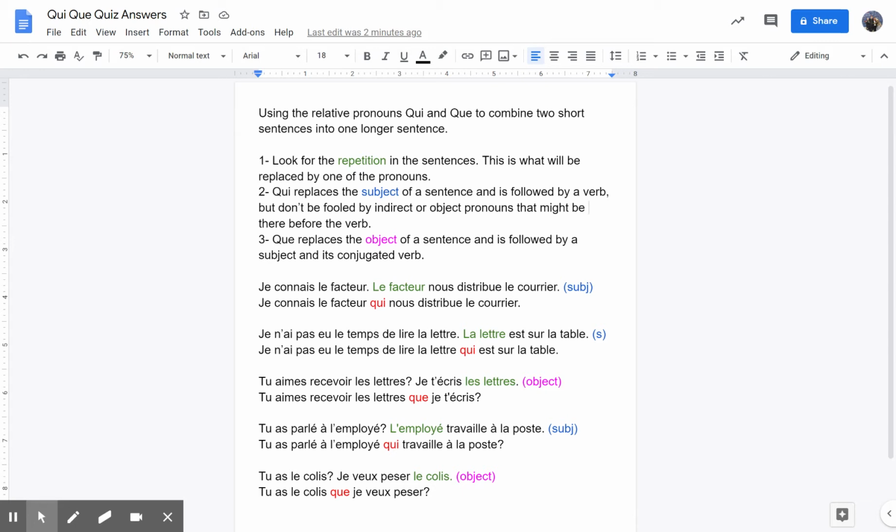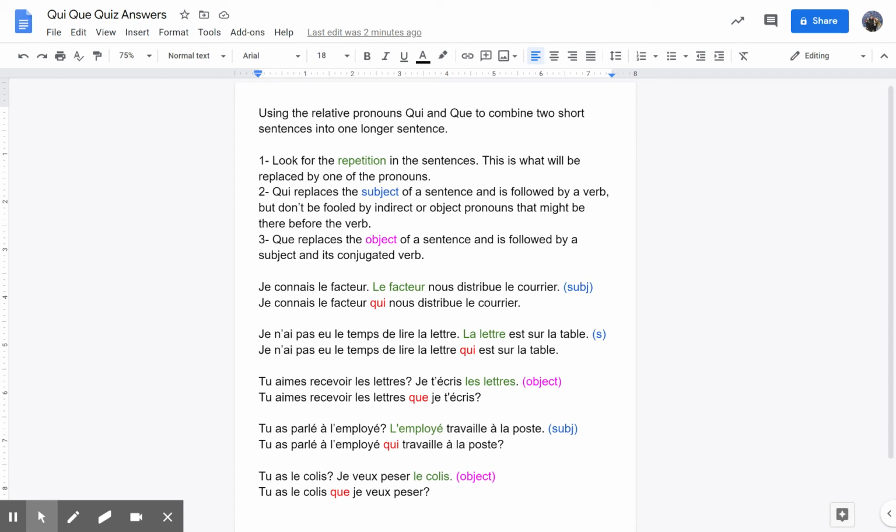As promised, here is an explanation about our quiz that we had last week on the relative pronouns qui and que. So let's look at 3 rules that we need to keep in mind when we're doing this. The whole purpose of what we're doing is to avoid repetition. That's what pronouns are for. Remember, we talked about this in class. So what we did was we took 2 short sentences and then combined them into one longer sentence using a relative pronoun, either qui or que.